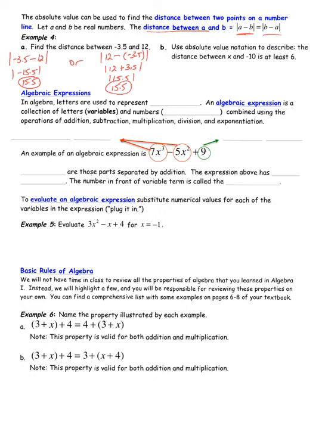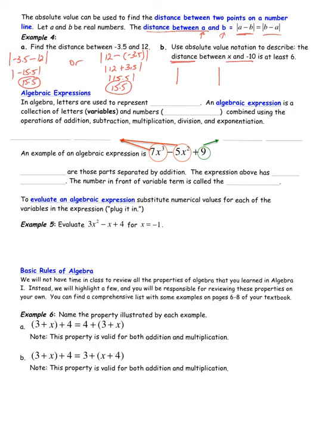Next, example B. Use absolute value notation to describe the distance between x and negative 10 is at least 6. So whenever we see distance, we know we're going to use absolute value. Because it has distance, I'm going to put absolute value. We're finding the distance between x and negative 10. Those are like our 2 points, A and B, up above in our examples.